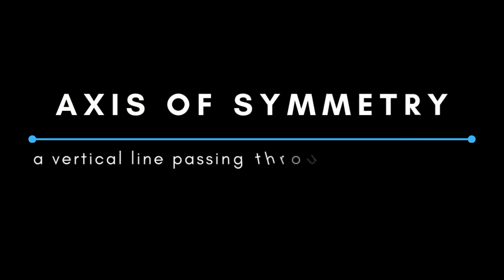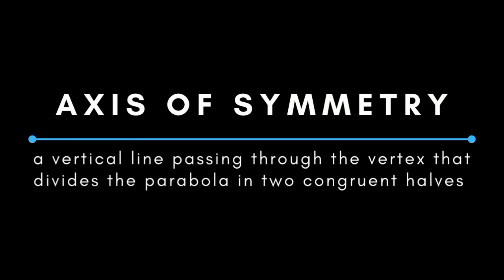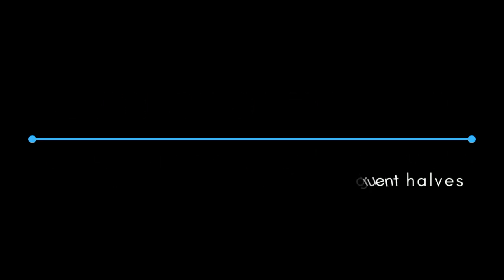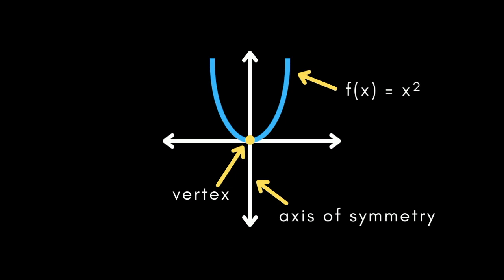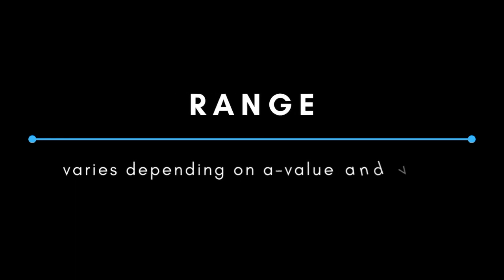A vertical line that passes through the vertex and divides the parabola into two symmetrical halves is called the axis of symmetry. It will be in the form x = n, where n is the x-coordinate of the vertex. For the parent function, the axis of symmetry is the y-axis. Take a look at this labeled graph of the parent function. Also know that the domain for any quadratic will be all real numbers, but the range varies according to the a value and vertex.